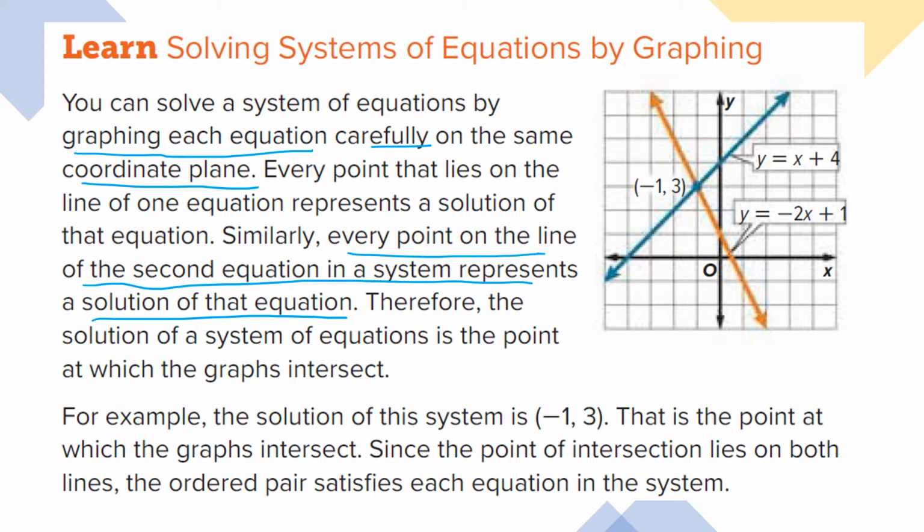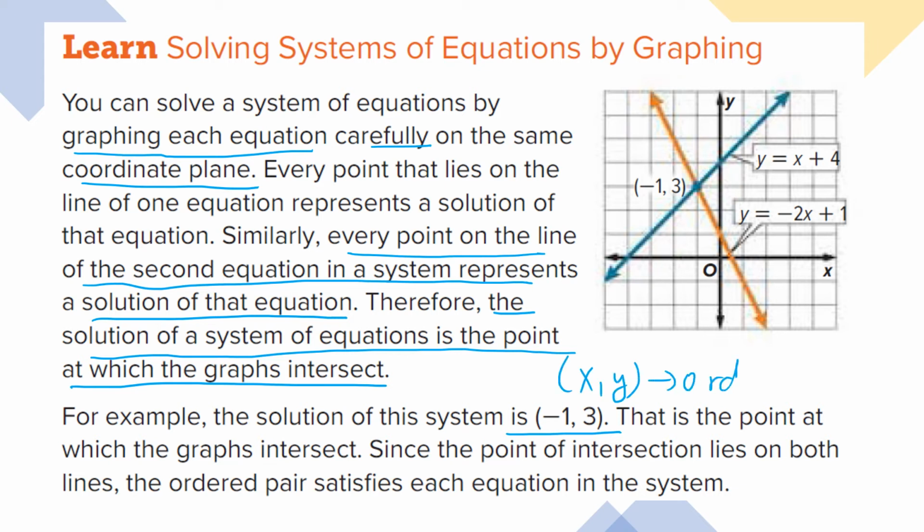Now, to find a solution, you will look at the common point where these two are intersecting, like y equal to x plus 4, y equal to minus 2x plus 1. They intersect at minus 1 comma 3. So therefore, the solution of the system of equations is the point at which the graphs intersect. So in this example, it is minus 1 comma 3. Since the point of intersection lies on both lines, the ordered pair satisfies each equation. So the solution would be x comma y, the ordered pair, which is the common solution for both the graphs.